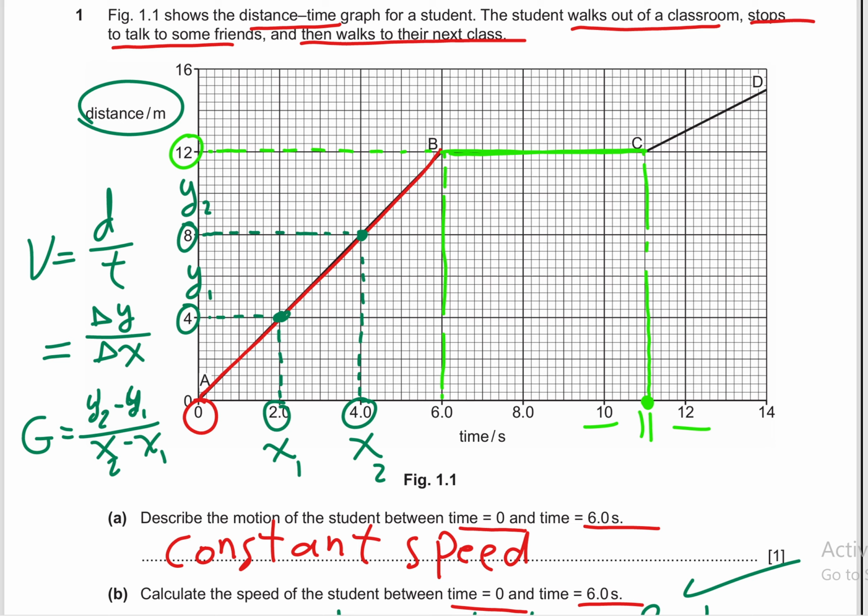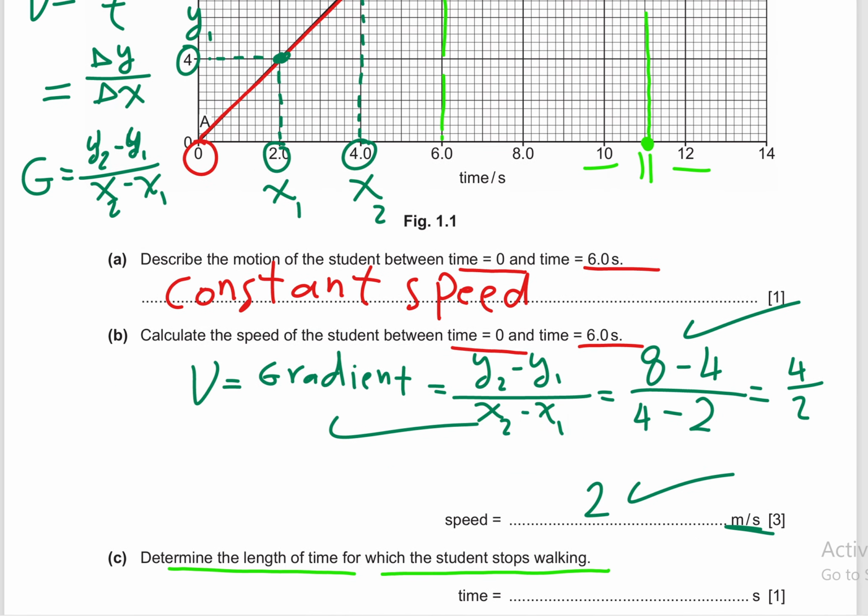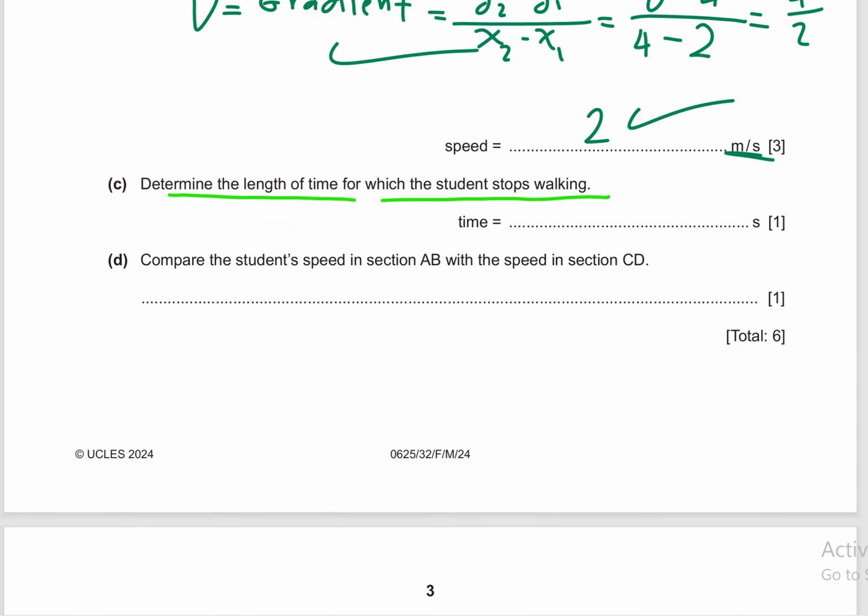So the time is actually 11 minus 6. Okay, I will do it here. 11 minus 6, which equals 5 seconds. I hope it's clear.